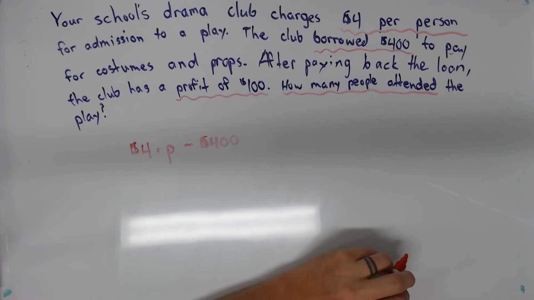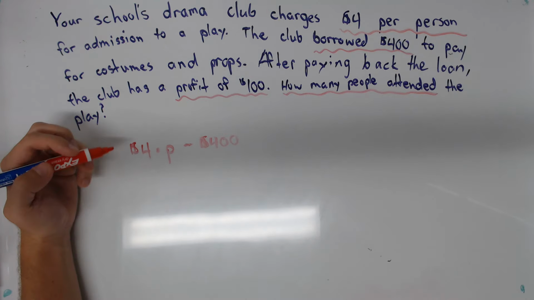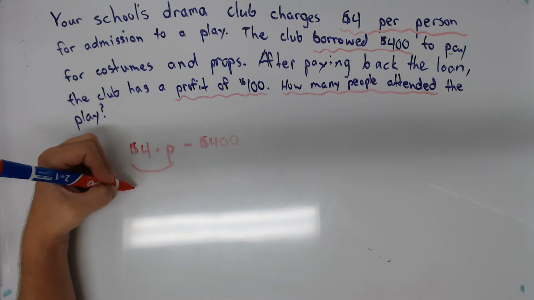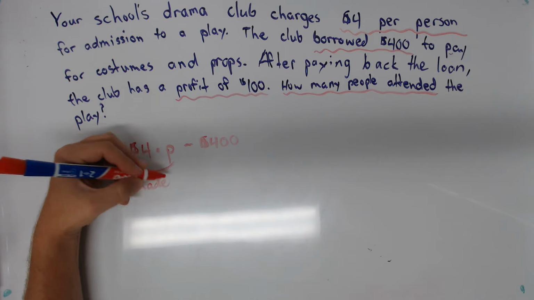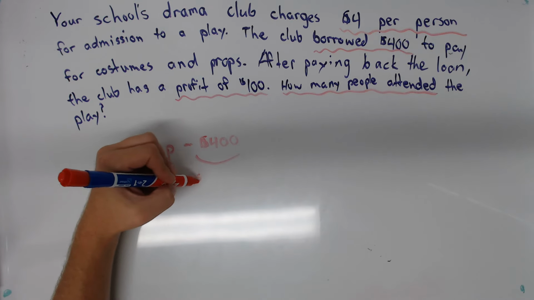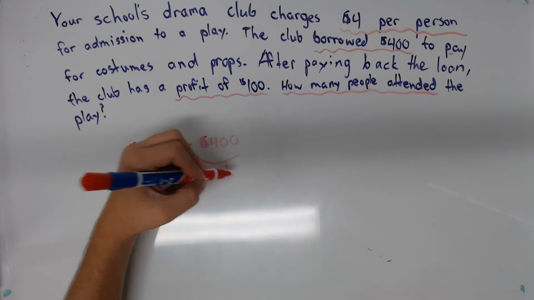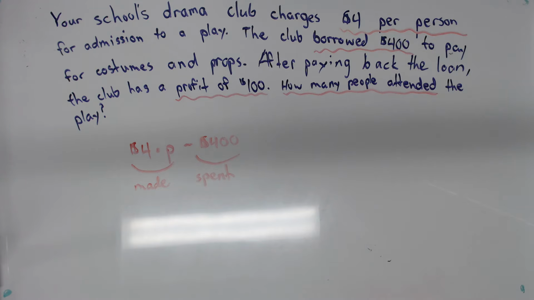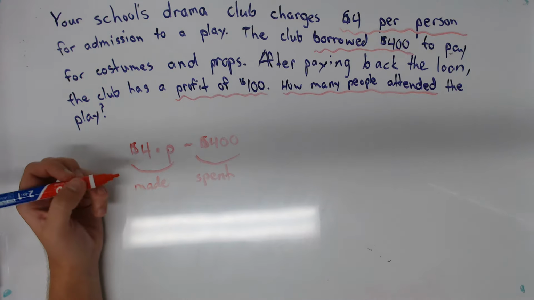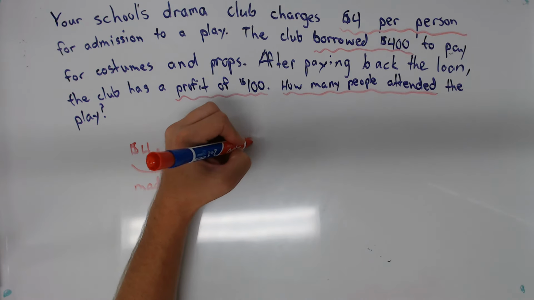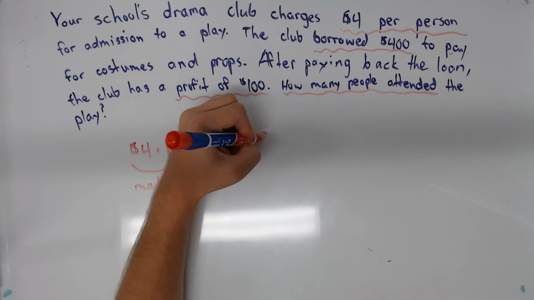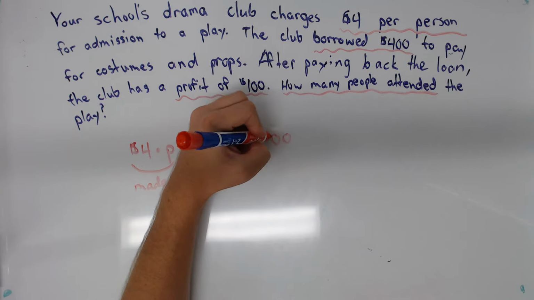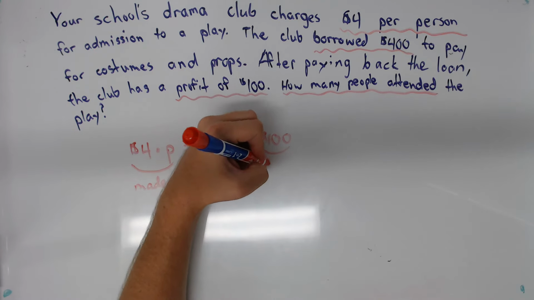And then we should have a profit of $100. So let's think about this. This is money we made. This is money we spent. Where should that $100 go? Well, the money you make minus the money you spent should equal your profit. So that's going to finish off the equation. So this is the profit.